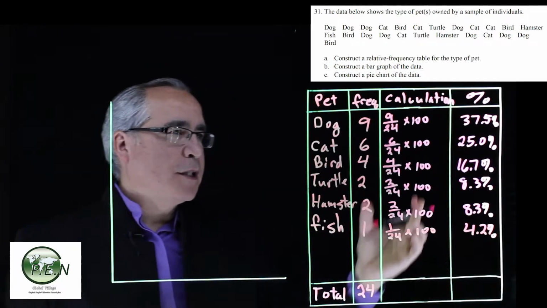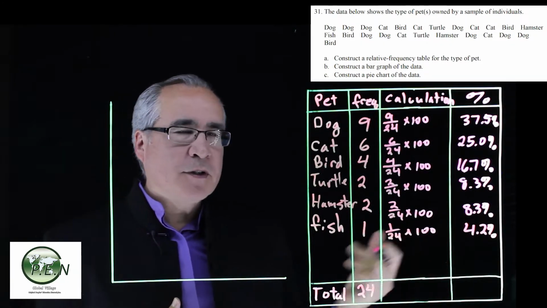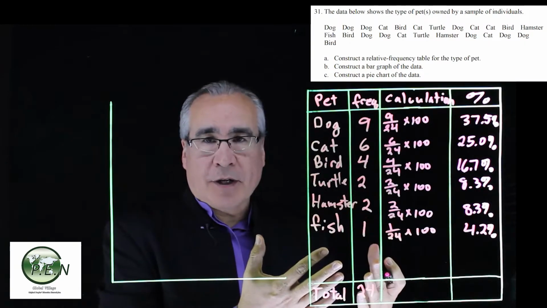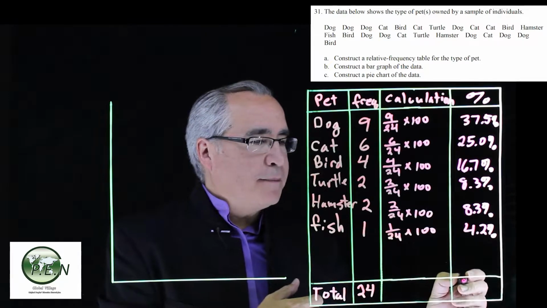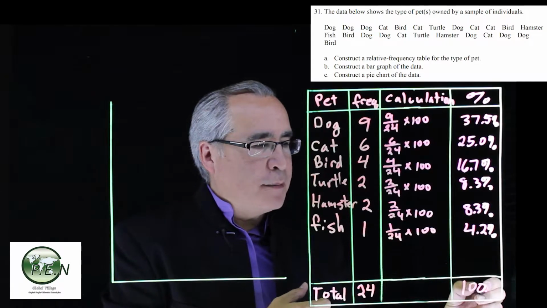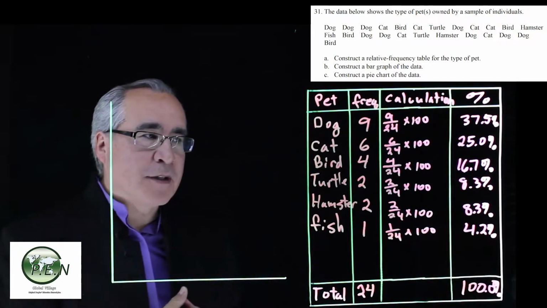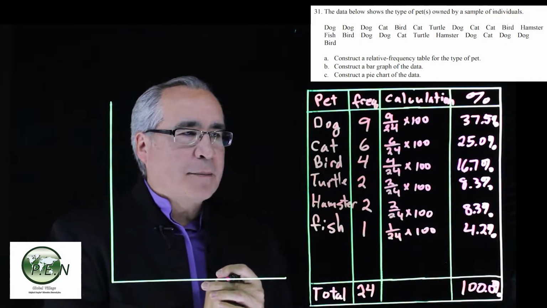Now, it's always important to take these percentages and add them together. What should we get at the bottom? Well, we've accounted for all our pets that are listed here, so we should always get 100%. Sometimes with the rounding that we're doing here, it doesn't end up being exactly 100%, but we're close enough. Sometimes you'll see it a little bit off. Okay. That's our frequency table.